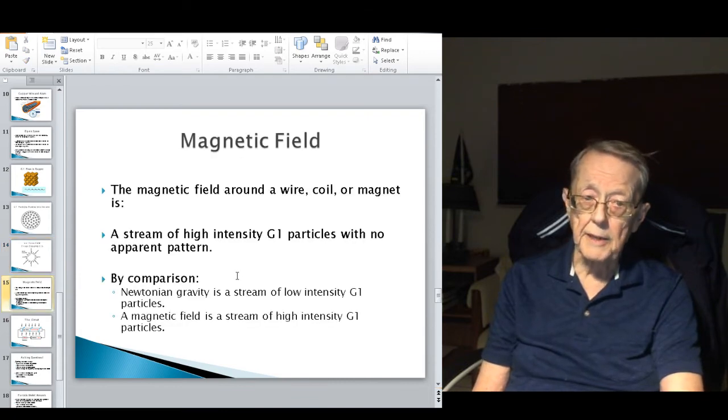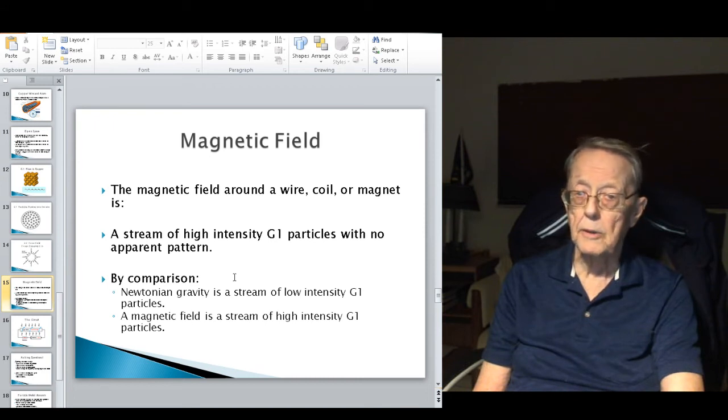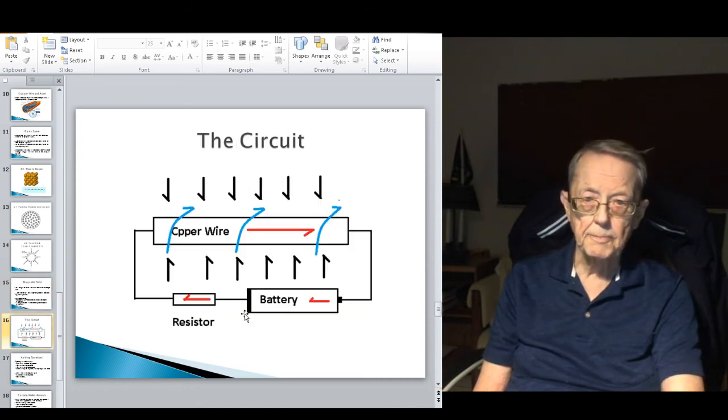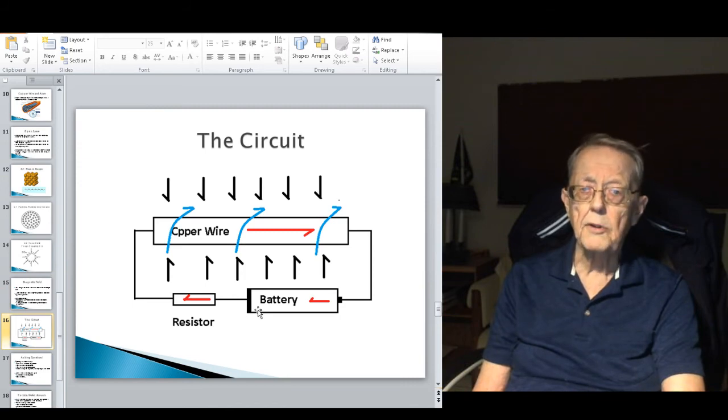So what is the magnetic field? The magnetic field around a wire, a coil, or a magnet is a stream of high-intensity G1 particles with no apparent pattern. By comparison, Newtonian gravity is a stream of low-intensity G1 particles with no pattern, and the magnetic field is the same thing with a high-intensity field of G1 particles. So we get back to the circuit like I showed before with the battery.